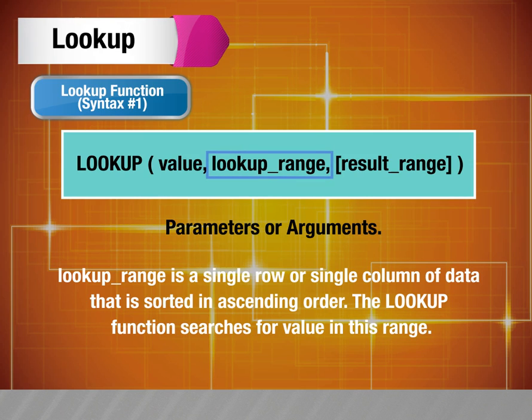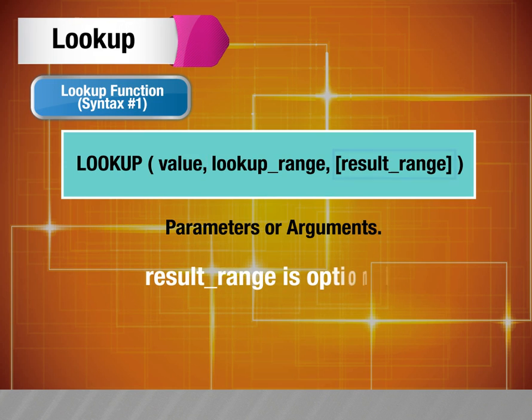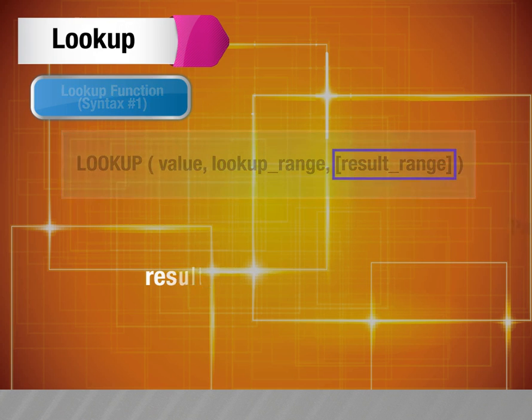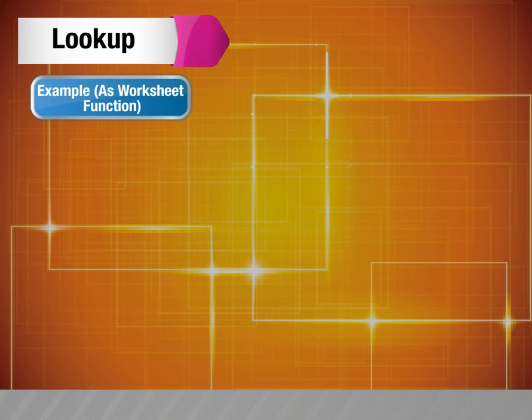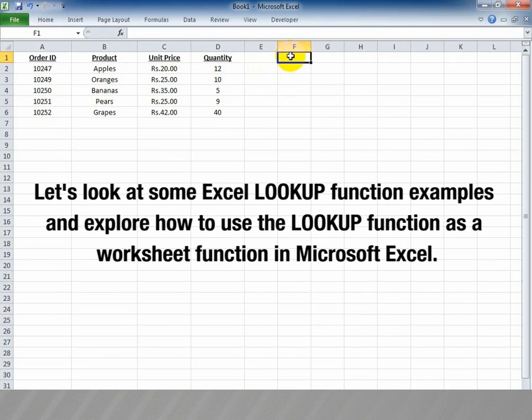Lookup range is a single row or single column of data that is sorted in ascending order. The lookup function searches for value in this range. Result range is optional. Example, as worksheet function. Let's look at some Excel lookup function examples and explore how to use the lookup function as a worksheet function in Microsoft Excel.